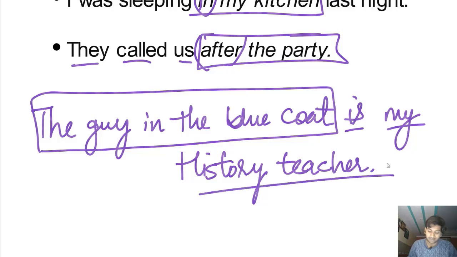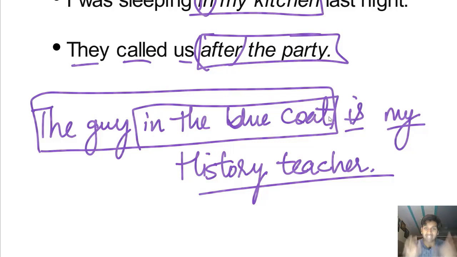All right. So the guy, which guy? We don't know. The guy is my history teacher. Which guy? We don't know which guy the speaker is talking about. So in the blue coat, a prepositional phrase, is helping us identify the guy, which guy the speaker is talking about, referring to. We have a lot of guys, a lot of people. Which guy are you talking about? The guy in the blue coat, that's the guy I'm talking about. I'm not talking about any guy. So it's helping us identify the noun guy.